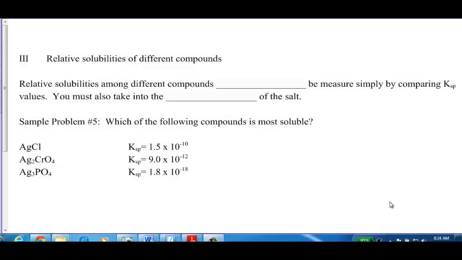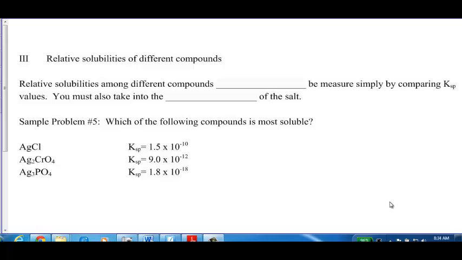So if the salts break down or have the same i, remember? i is the number of particles they dissociate into. If they have the same i, then you can just look at the KSP. But if they don't have the same i, you actually must calculate the solubility, okay?